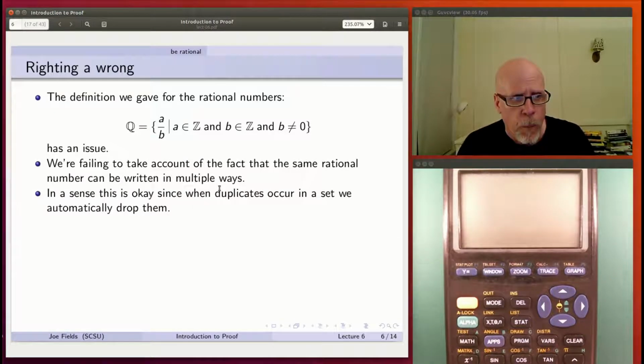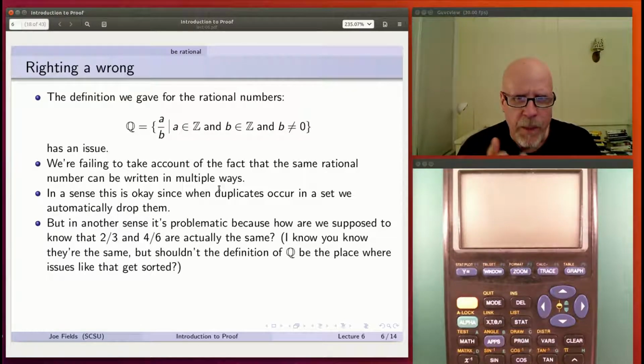So we want to improve this definition, but let's think about why. In a sense, you could say this: when you put set braces around a collection of things, it sort of automatically takes out duplicates. The set involving 1, 1, and 5 is just 1 and 5. The 2 copies of 1, we don't count how many copies there are in a set. So set braces should automatically drop duplicates.